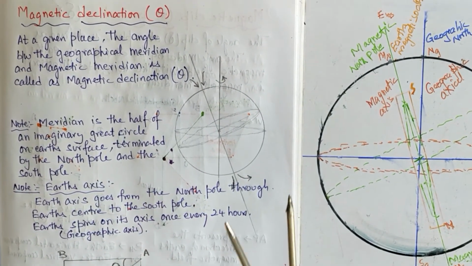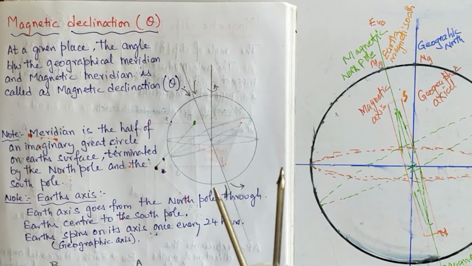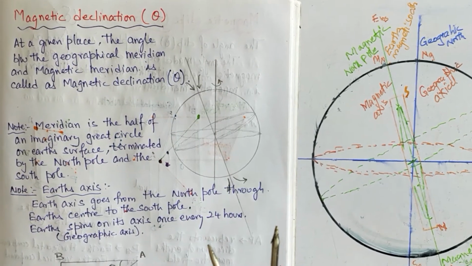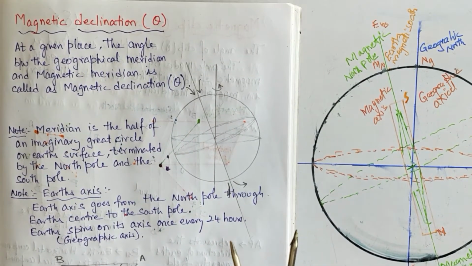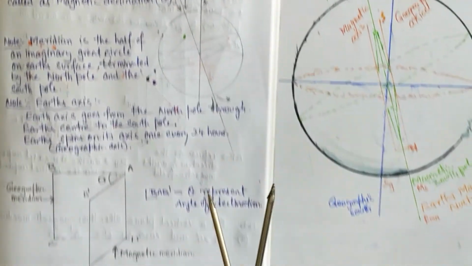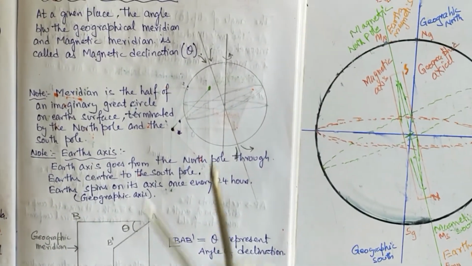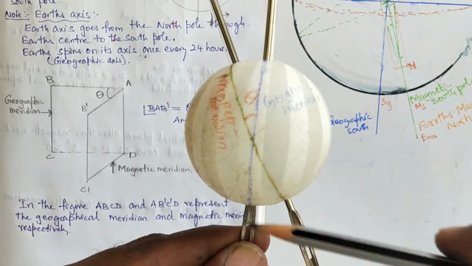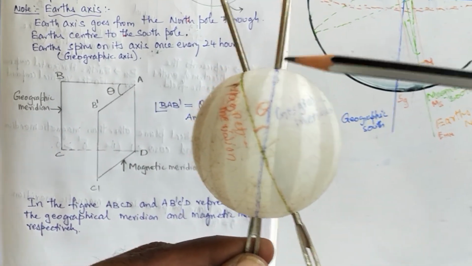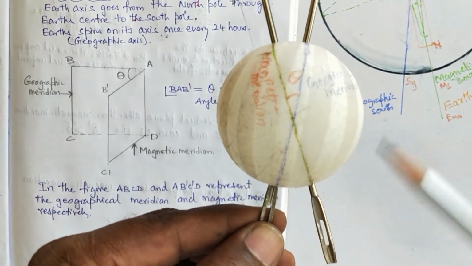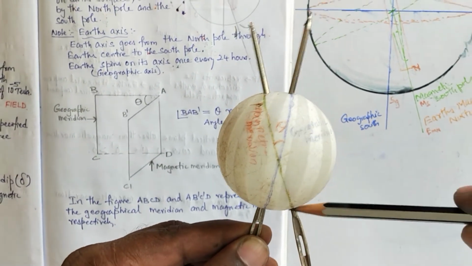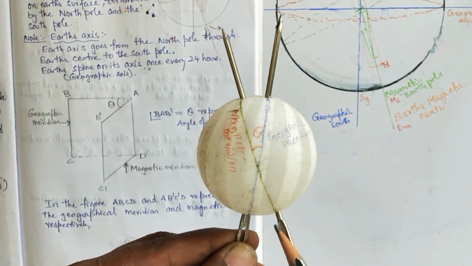So the line that we are joining on the surface is called the meridian line. If you are joining the geographical poles, it is the geographic meridian. If you are joining the magnetic poles, it is the magnetic meridian. So the line that passes through the center is called what? Axial line. If it passes through the geographical poles, it is called what? Geographical axis. And the line passing through the center joining the magnetic poles is called the magnetic axis.